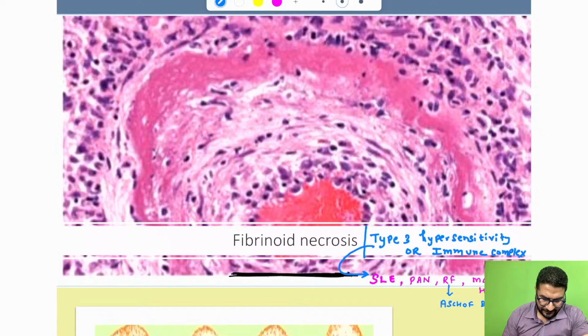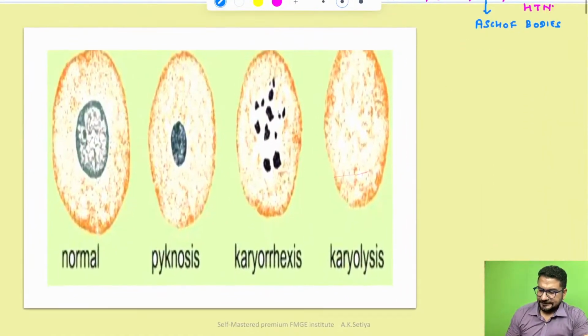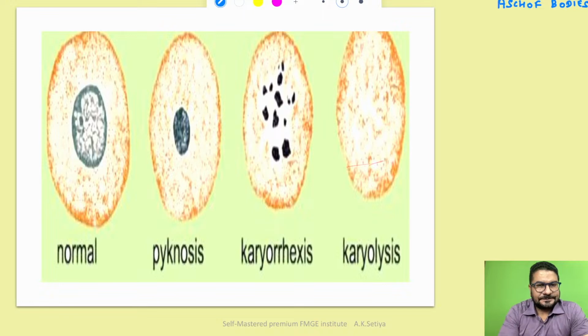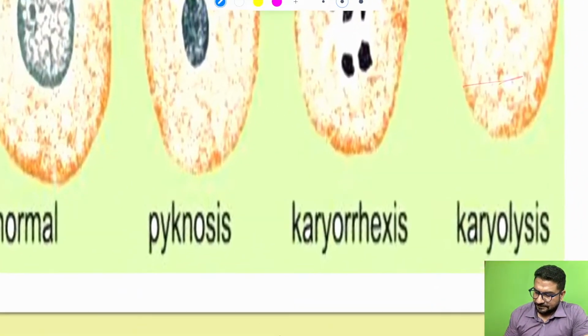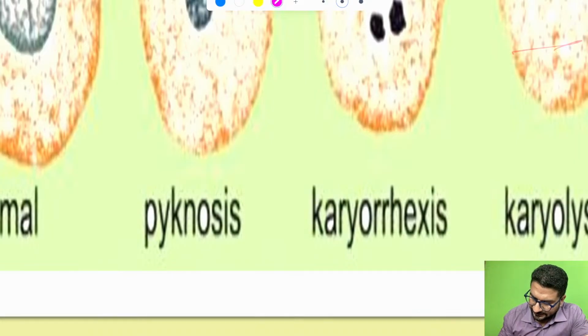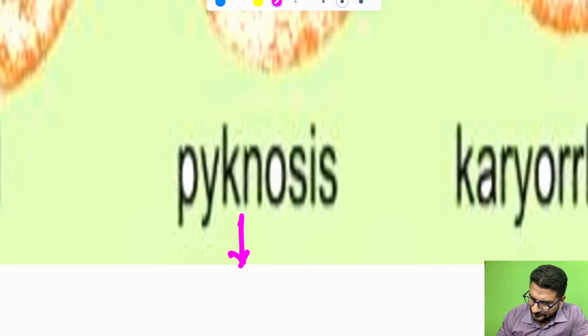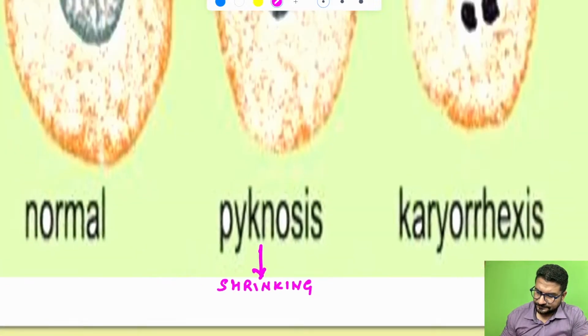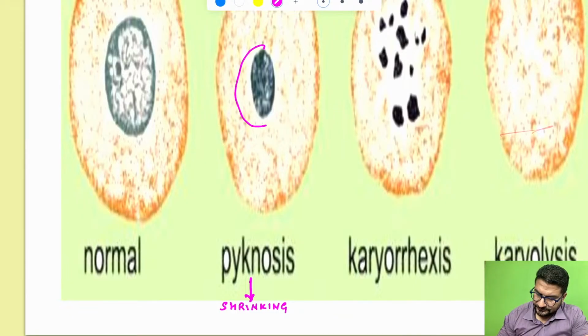Okay, let's now try to understand. Look at the screen and try to understand. So this is a normal cell. If you see the microscopic view, then you can notice pycnosis. Pycnosis means there is shrinking of the cell. So if the size of the nucleus becomes smaller, we call this pycnosis. So focus here. This is pycnosis.